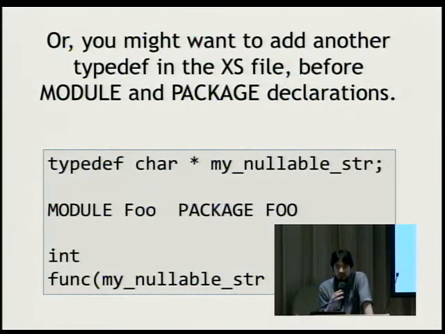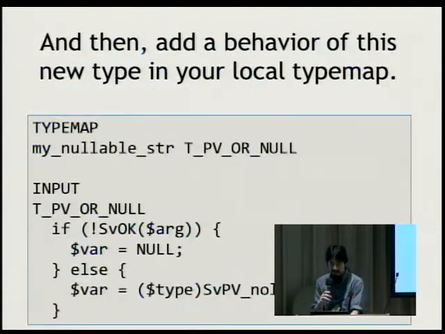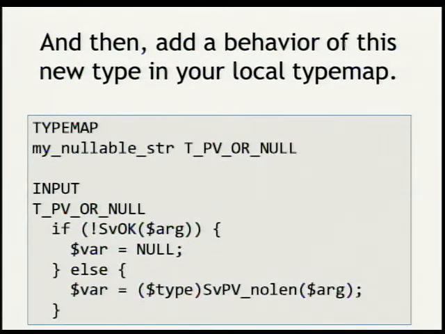Or you might want to add another typemap in the XS file before the module and package declarations. If you add something above this, it will be considered pure C code, so you can write anything over there. And then add the behavior of this new type in a local typemap. Then it will be used. In this case, the T_PV type accepts null value.